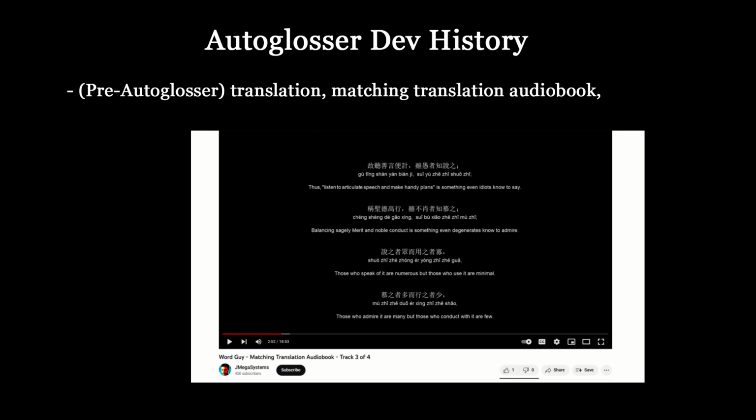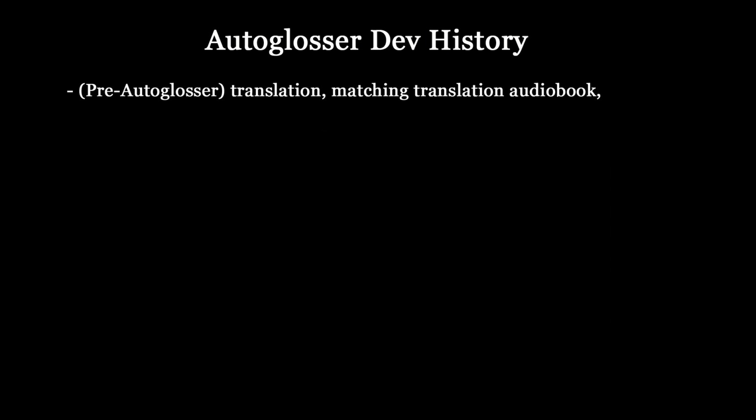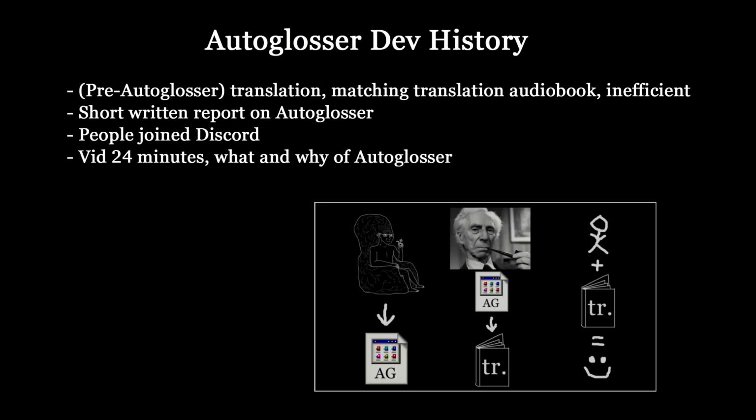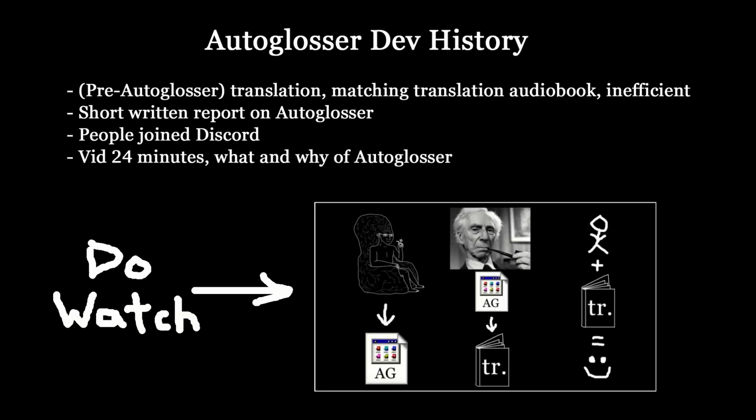A while ago, long before the first working prototype of Autoglosser, I made a translation of an ancient scroll and presented that in the format of a matching translation visual audiobook, and I did that mostly with WordPad and Photoshop, inefficiently. Then I wrote a short report speculating about a technology that would make that quicker and easier. Then some people joined the Discord wanting to talk about it. And then I made a video 24 minutes long detailing better what it is and why it might matter.